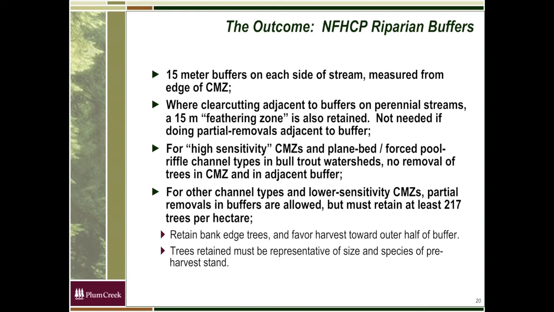And if it was not needed if we were doing partial removals. Most of our harvesting in Montana is partial cut. So we do employ this, but we do it on areas where maybe we've got a more intensive harvest going on outside the buffer. The high sensitivity CMZs, which are for instance, those plain bed force pool channel types, where we are in bull trout spawning areas, so we shrink wrap that around the high priority watersheds where bull trout and those listed species are actually there.